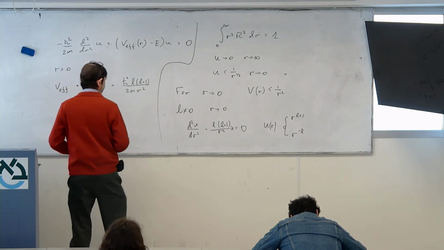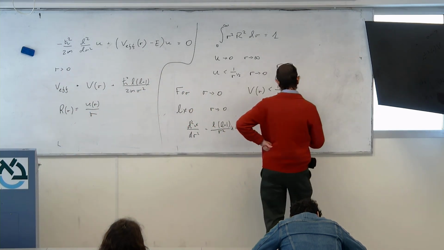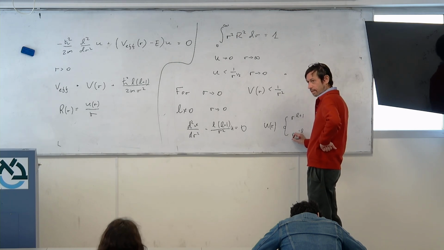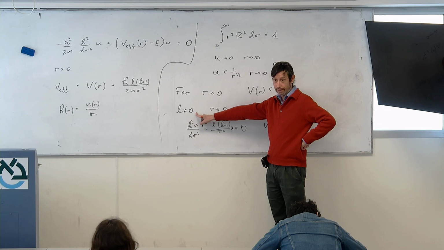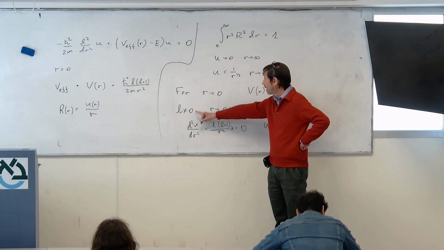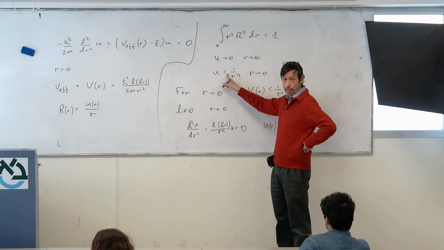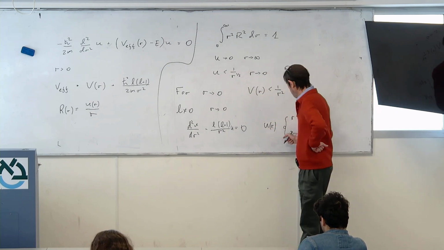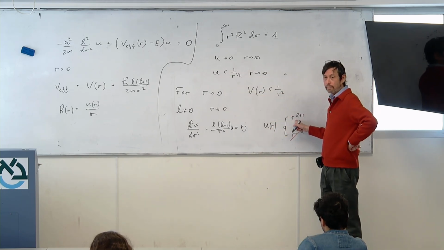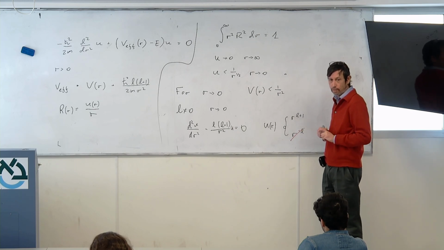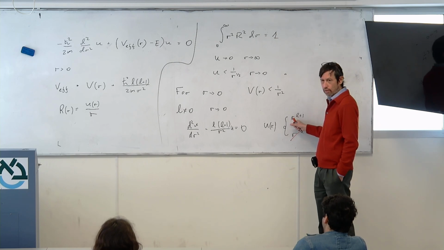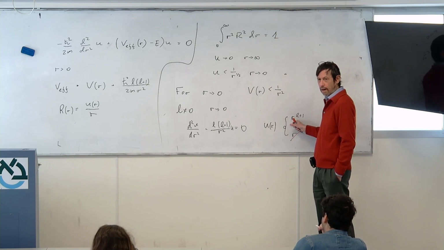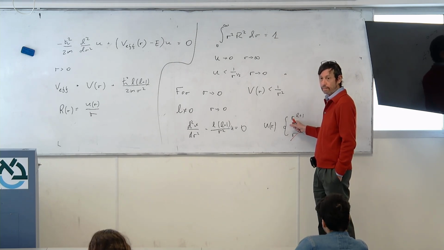But this can't be a solution, because L has to be here at least 1. It's not 0, and L comes as an integer. And this doesn't correspond to this limit. So I know that any solution that I'll guess here for the wave function has to fulfill that it goes around 0 like r to the power L plus 1.